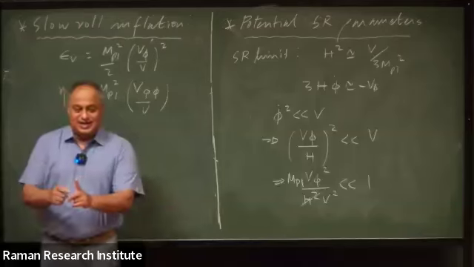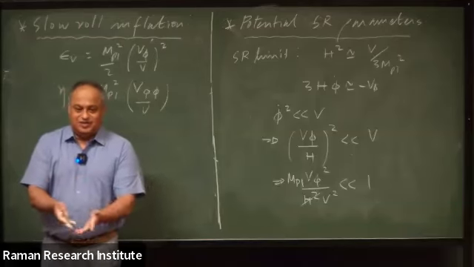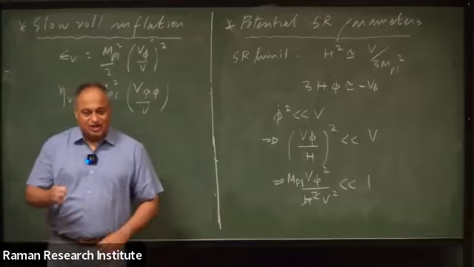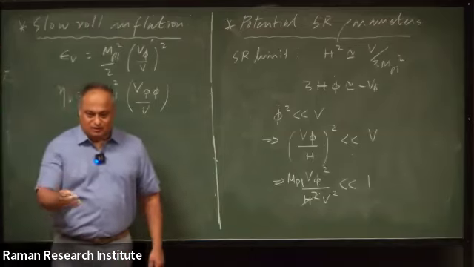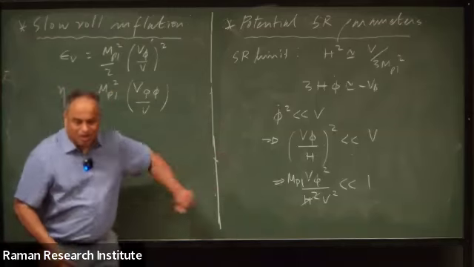If inflation is ending here and you start very close, inflation will end quickly. So given a potential, you need to start at a sufficiently high value of phi in order to achieve enough number of e-folds. And I will tell you how to estimate that.